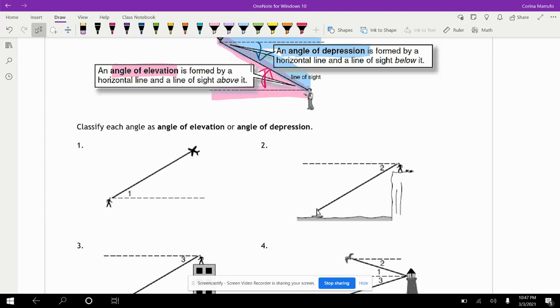So first, they're showing us this angle in here. So this is a person, they're having to look up at the airplane, so this is considered elevation. Okay, on this next one, they are showing us here angle 2. So this angle right here, this is a person at the top of a cliff. They're having a look down at the sailboat. So because they're looking down, this is depression.